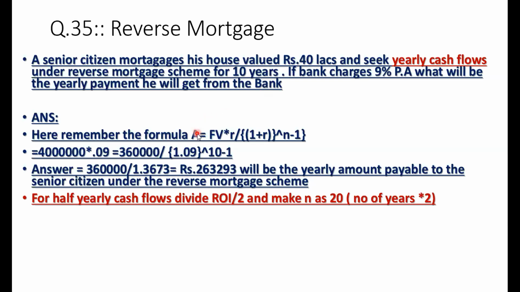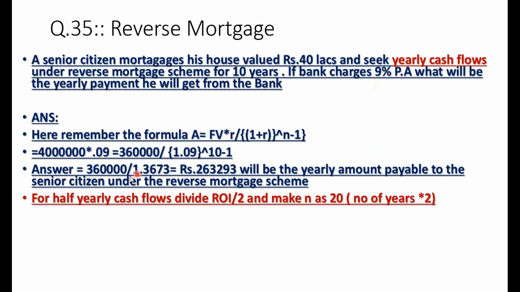So how much annuity will he get every year? A is equal to FV. FV is 40 lakhs into R. R means again decimal. R is yearly, not 9 divided by 12, that is 0.09. The bank charges 9% per annum.